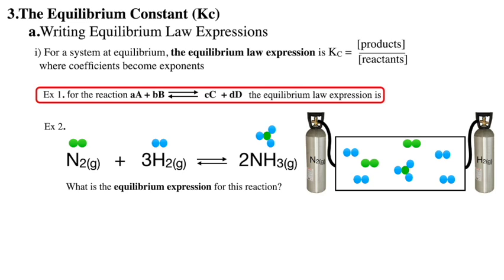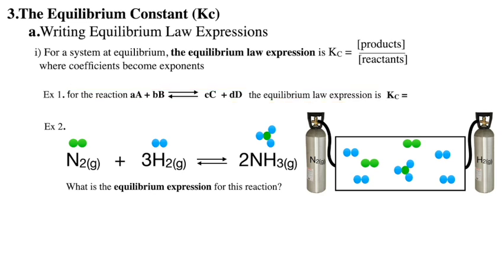So if I have this reaction, A plus B produces C plus D, here is my expression. Kc equals concentration of products, C times D, where coefficients become exponents, over A times B, where coefficients become exponents. Okay, that is the equilibrium expression for that reaction.